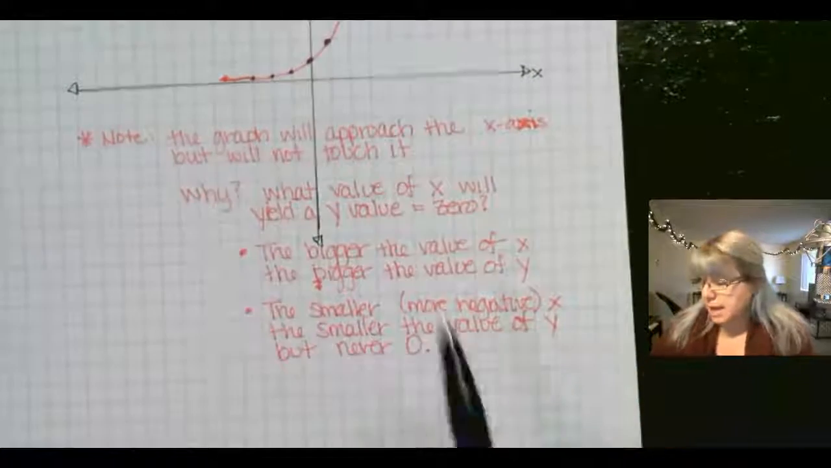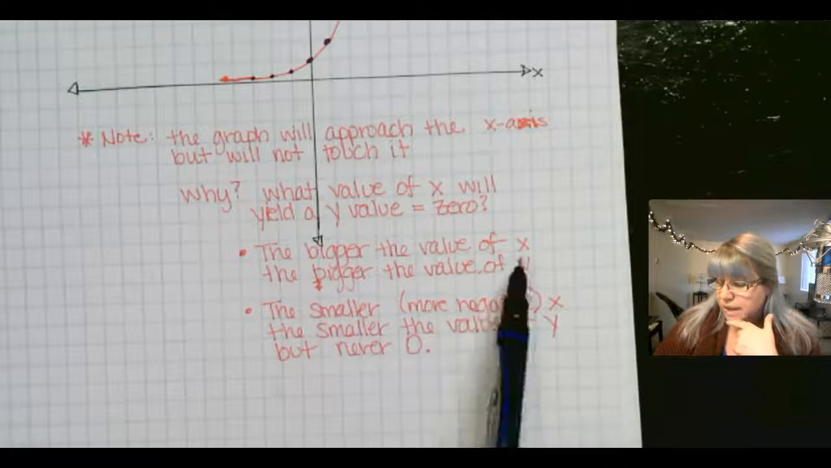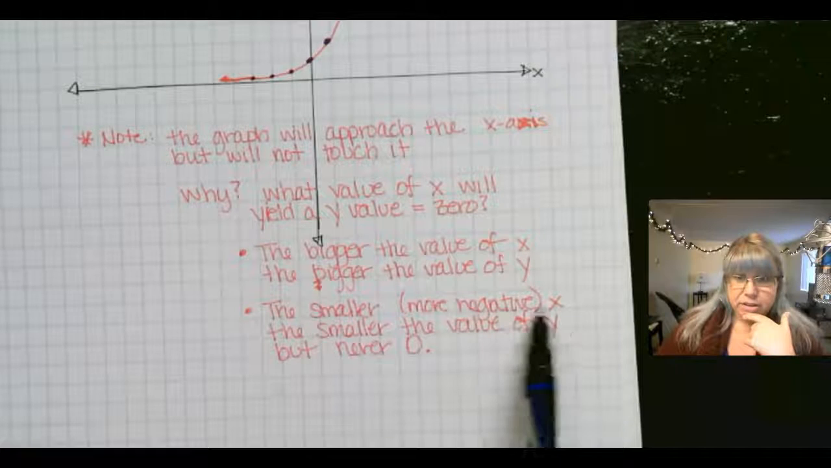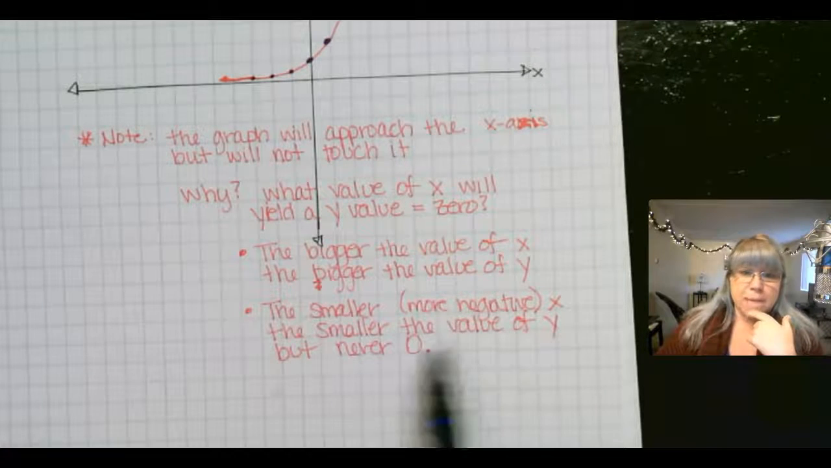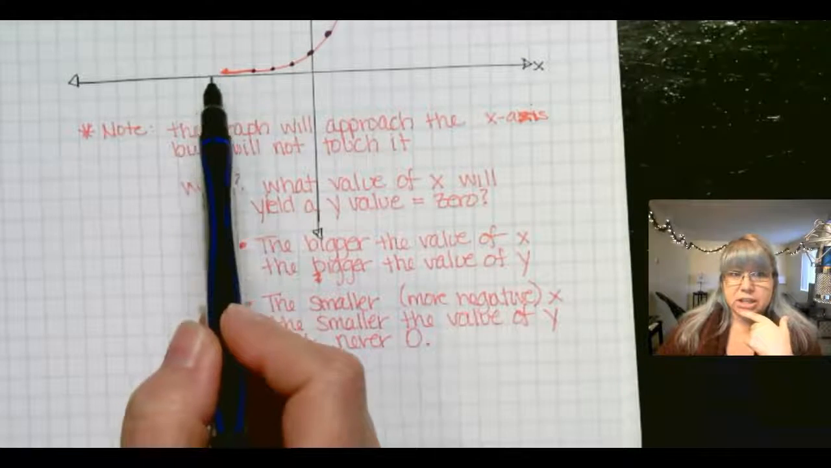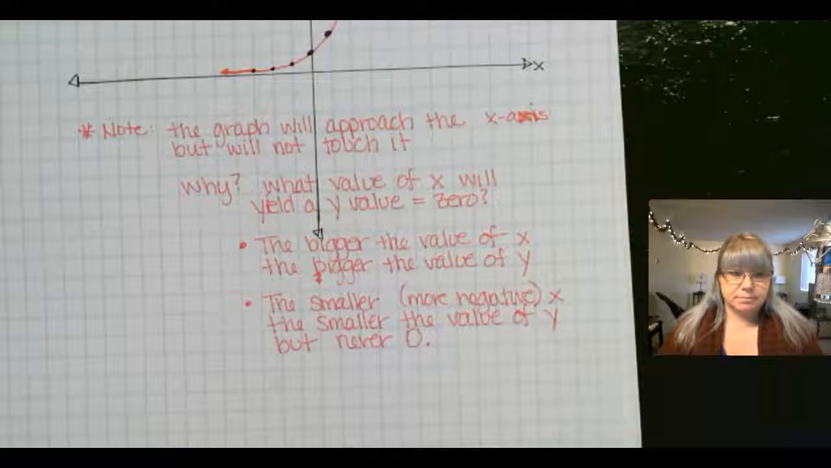So that's the concept of just kind of looking at it logically. The bigger the value of x, the bigger the value of y. The smaller, more negative the x, the smaller value of y, but it will never be 0. Hence, approaching the x-axis, but never reaching it.